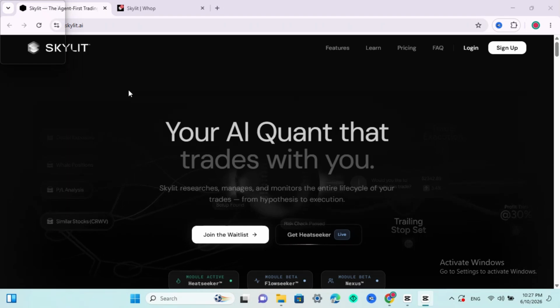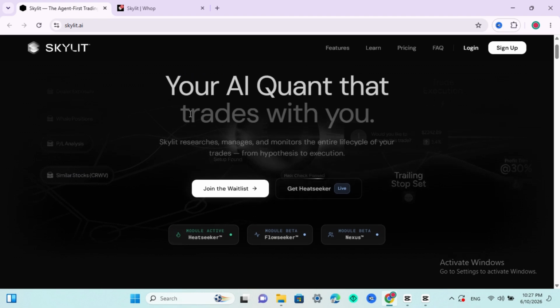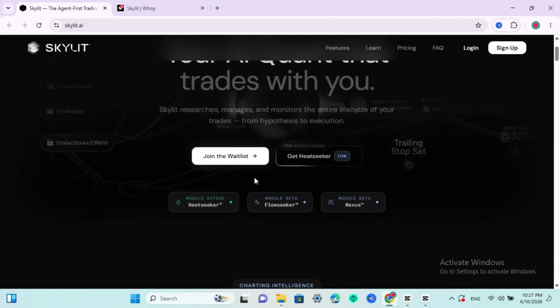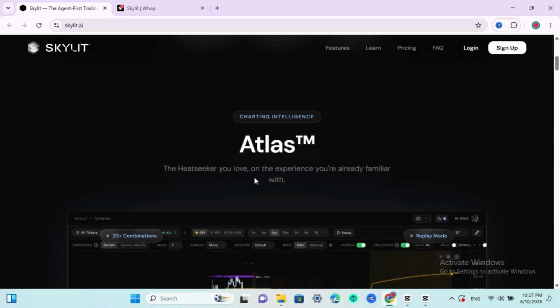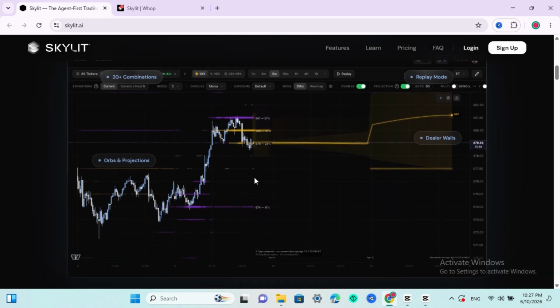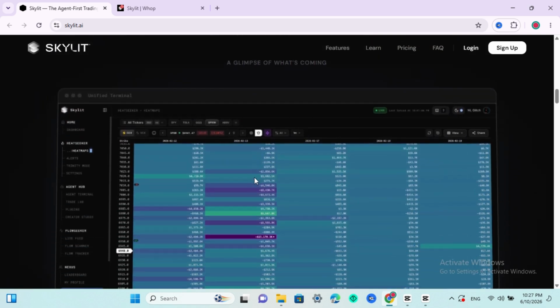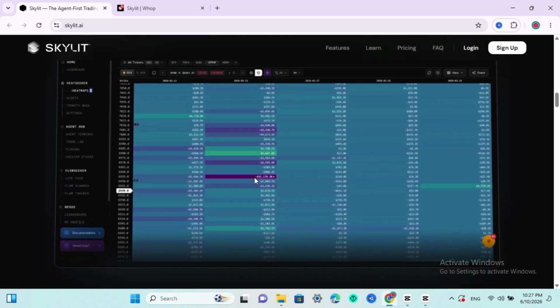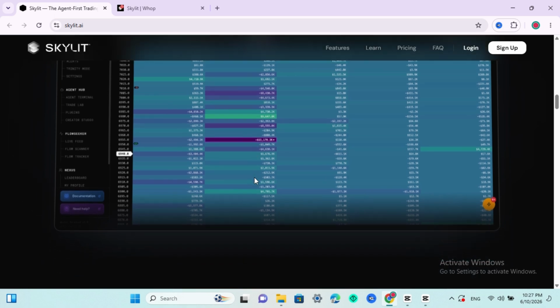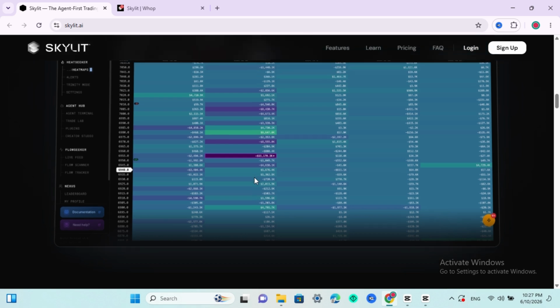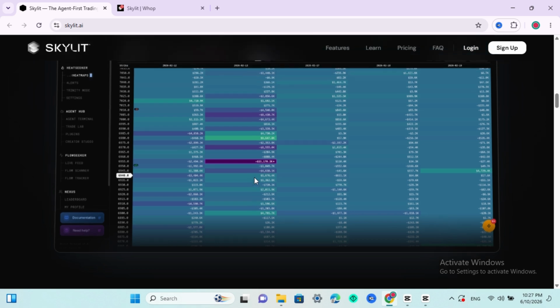Imagine having an AI-powered assistant monitoring the market alongside you and helping you trade. Welcome to the world of Skillet. Instead of relying on a single tool, Skillet provides a complete suite of advanced trading solutions, each designed to cover a different aspect of the trading experience. From smart money flow analysis and heat maps to options contract analysis, social trading intelligence, and AI-powered plugins, the platform brings everything together in one place. Let's explore what makes Skillet different.